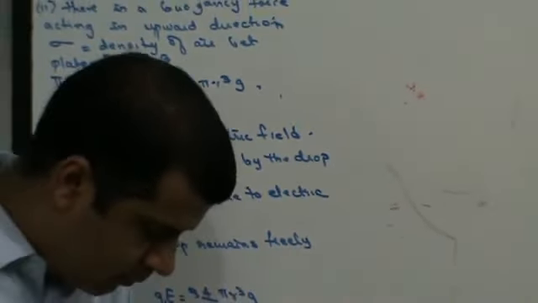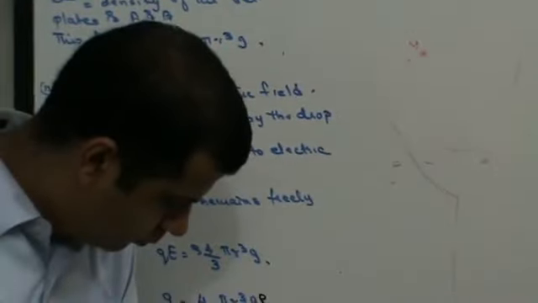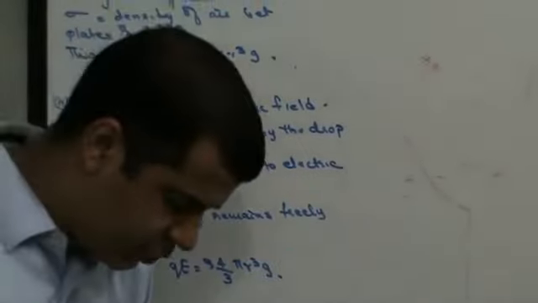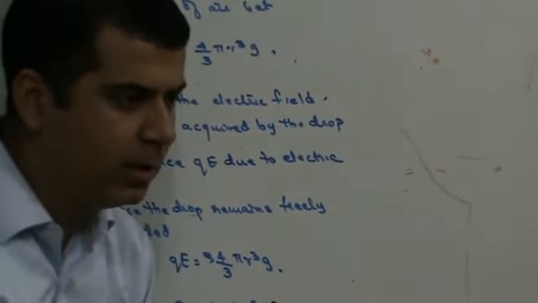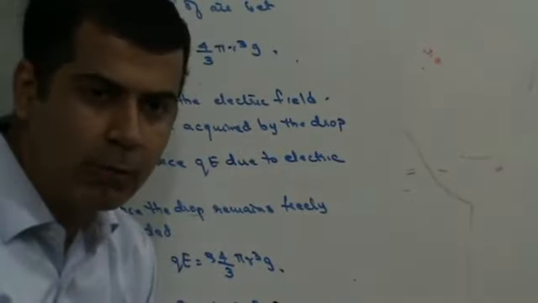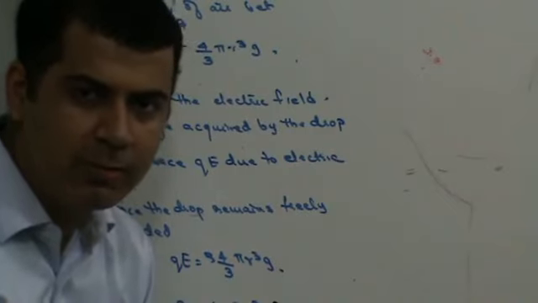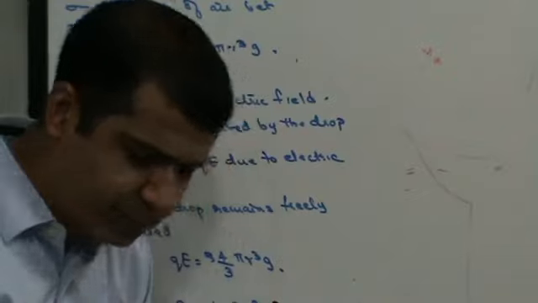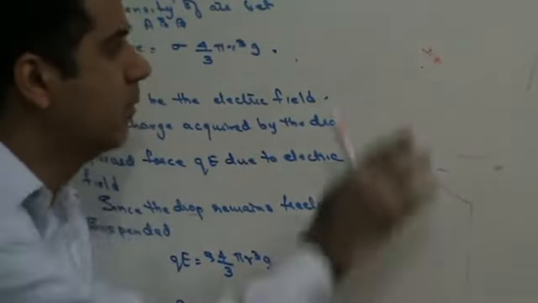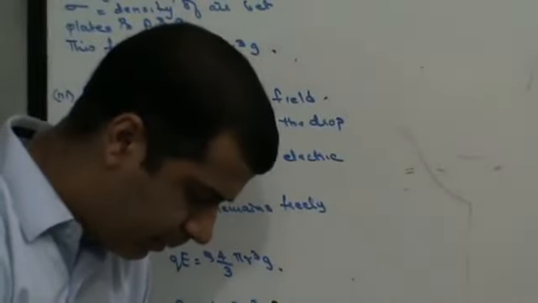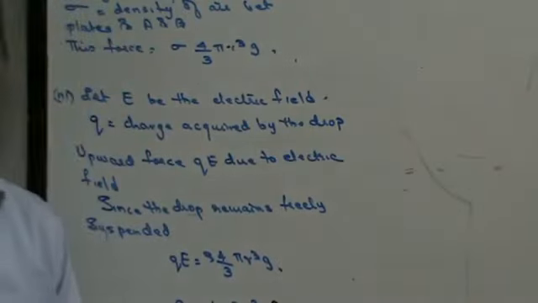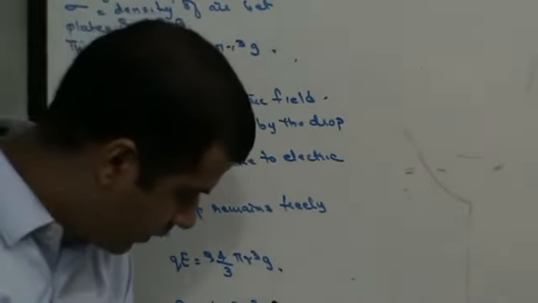Just write this down, leave space for this if you haven't copied this. Define photoelectric effect. It is the phenomenon of emission of electrons from the surfaces of metal when light of suitable frequency is incident on them.